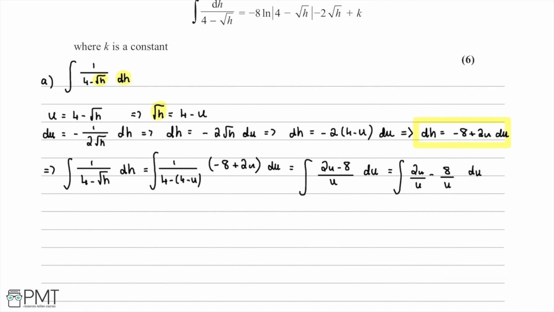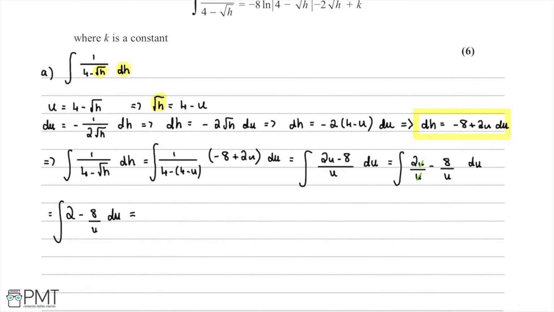So we have that these u's cancel out here, so therefore we will have the integral of 2, and then we take away 8 over u, and what we can now do is integrate. So we know that 2 is going to integrate to 2u, and we have then 8 lots of the integral of 1 over u, and we know that that is going to be ln u. And then we add c as well.